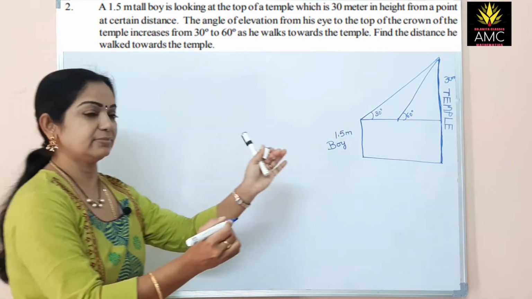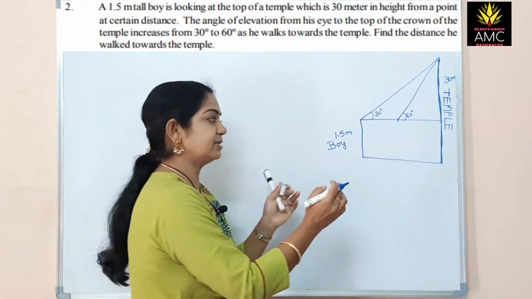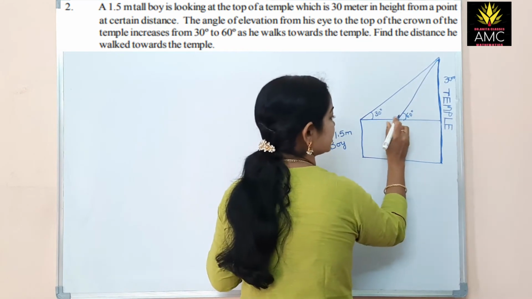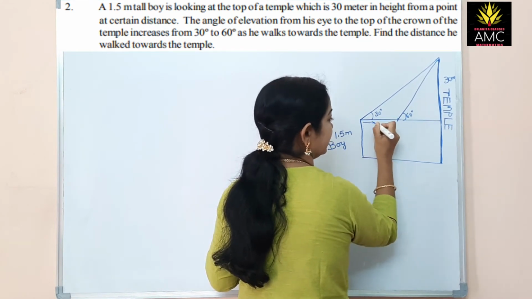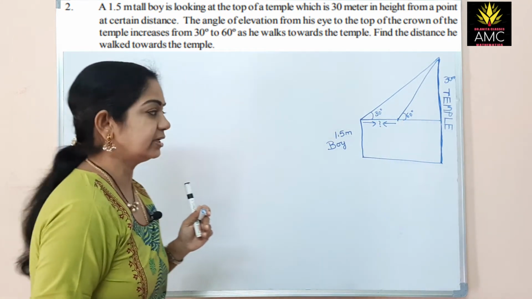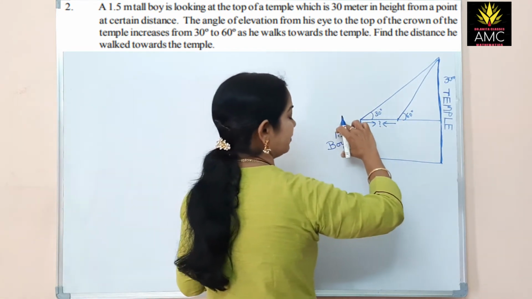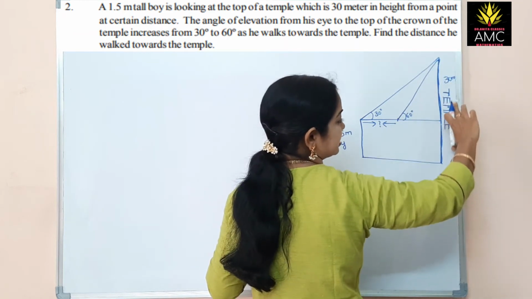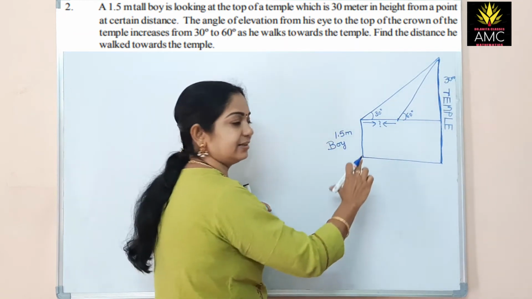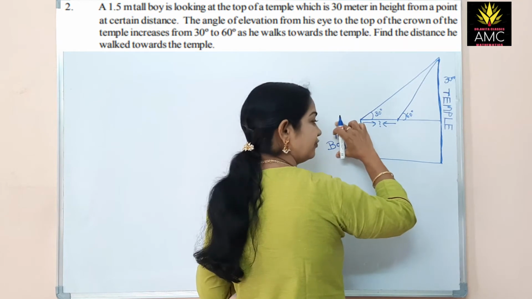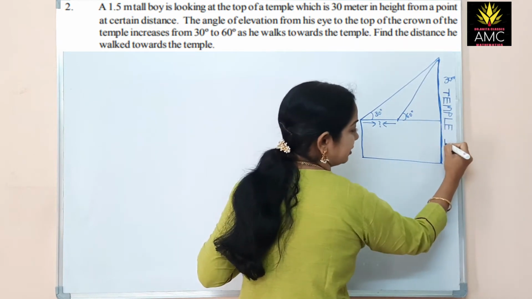So he moved some distance towards the temple. The question asks us to find this distance. Here we are given only 1.5 and this 30 meters, and if you clearly see, this is a rectangle, so 1.5 here means the opposite side is again 1.5.